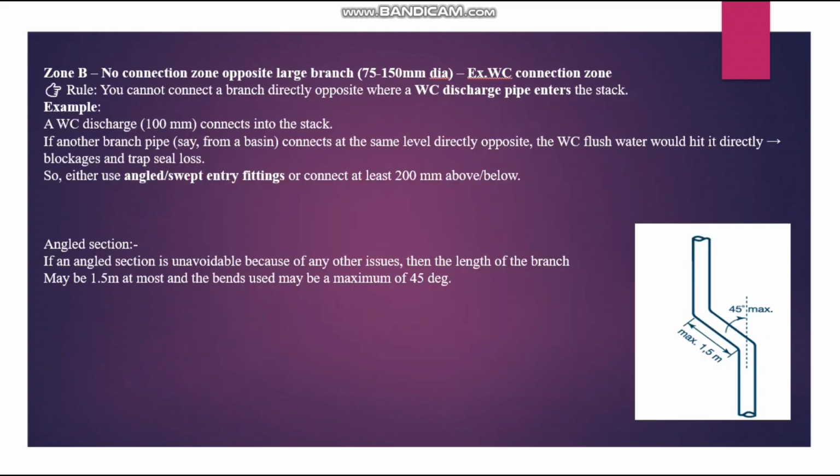Coming to the next one, zone B, the no connection zone opposite a large branch. For example, a water closet. You cannot connect a branch directly opposite a water closet discharge pipe entering the stack. For example, a water closet discharge of 100 mm connects into the stack. If another branch pipe like a wash basin connects at the same level directly opposite, the water closet discharge would hit it directly. It will directly hit the wash basin, so it will cause a blockage and trap seal loss.